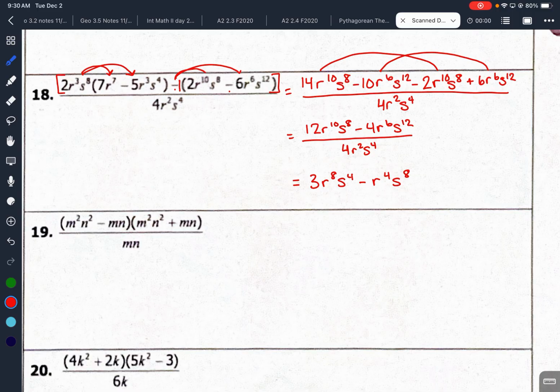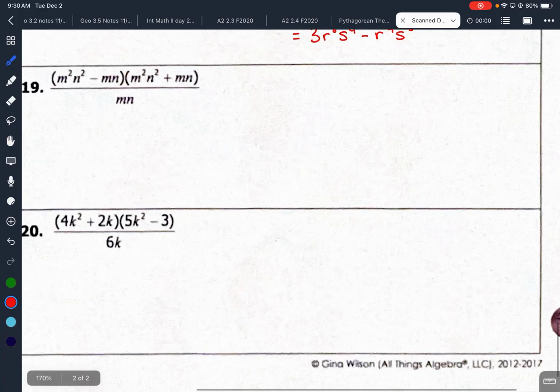Questions on that? Again, harder? No. Did it take more steps? Yes. Okay, 19, what do we have to do first? Distribute. I have to FOIL it out. So do it.